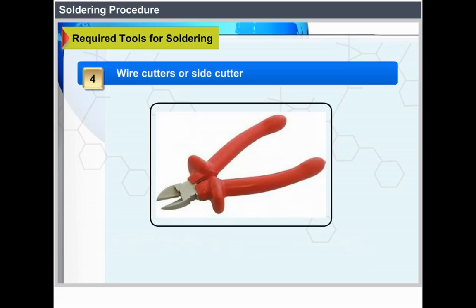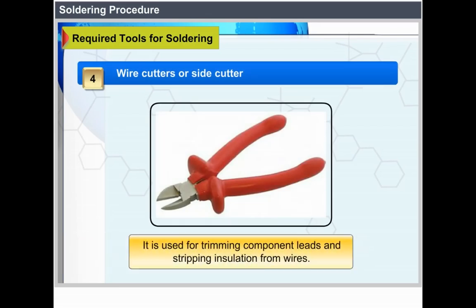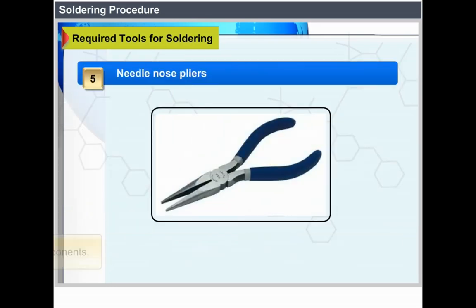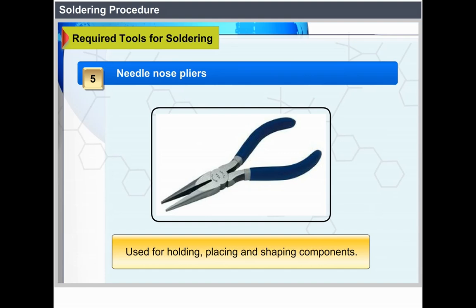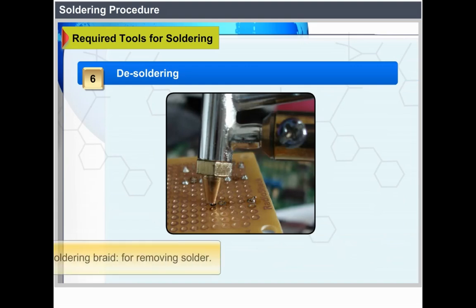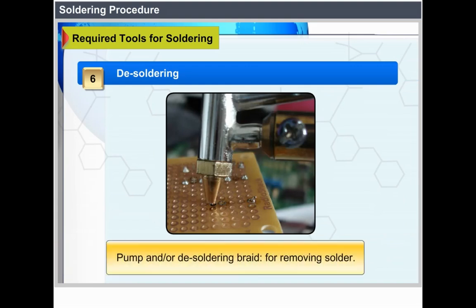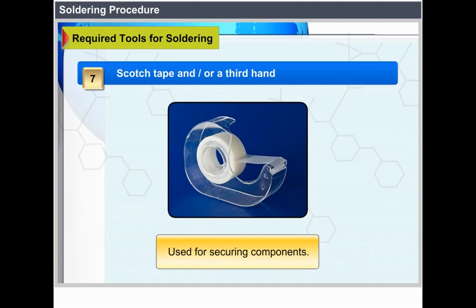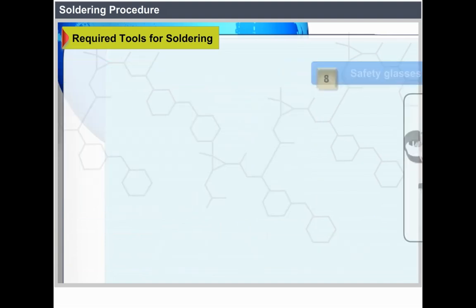Wire cutters or side cutters. It is used for trimming component leads and stripping insulation from wires. Needle nose pliers, used for holding, placing and shaping components. Desoldering pump and/or desoldering braid for removing solder. Scotch tape and/or a third hand for securing components.